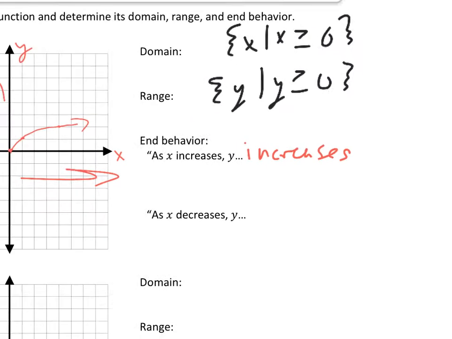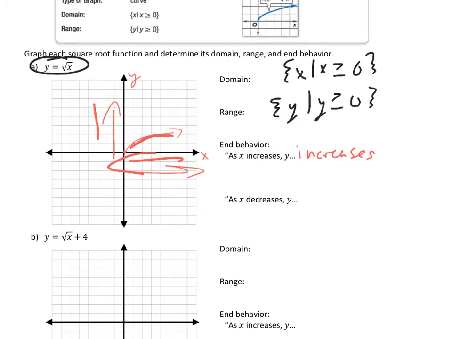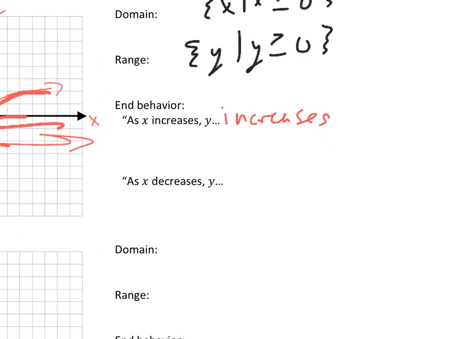Okay, now let's also talk about as x decreases. So now we're almost coming back this way. As x is decreasing, what is happening to the y? Well, as we're coming down this line and x is decreasing, y is also decreasing. Now, you don't have to draw those lines on your graph over there. I'm just doing that so you can hopefully visually see it.